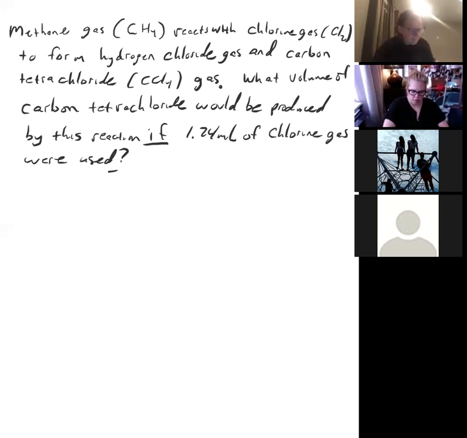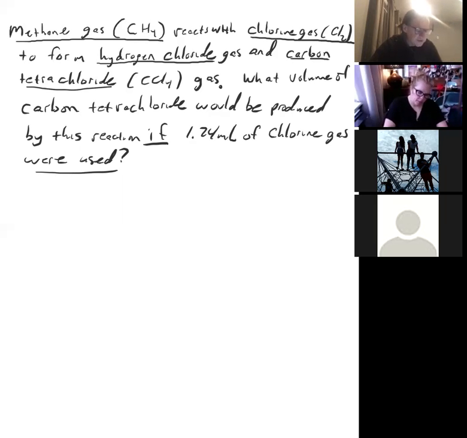Okay. So in order to answer this question, we need to know something about the equation. The previous reaction I showed you, I had the balanced equation, and I said the volumes were related to the balanced equation. The same is true here. So that means we need to write the balanced equation. So here are the two reactants, and then hydrogen chloride and carbon tetrachloride are the products. So two reactants, two products.